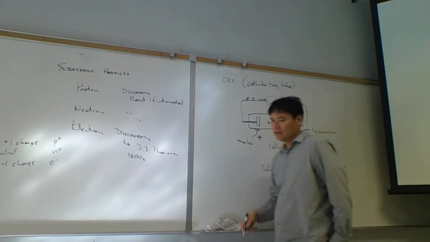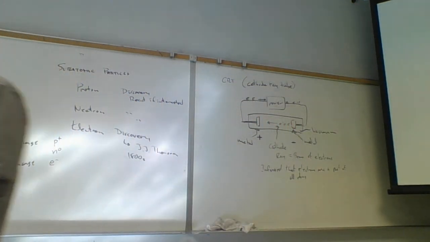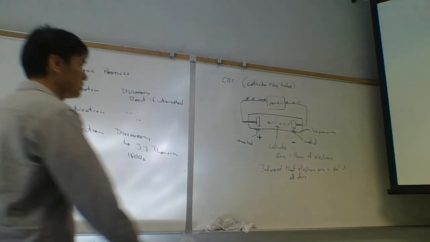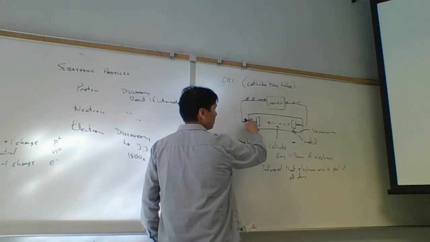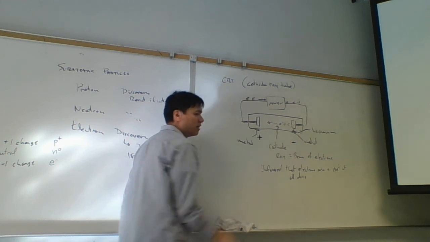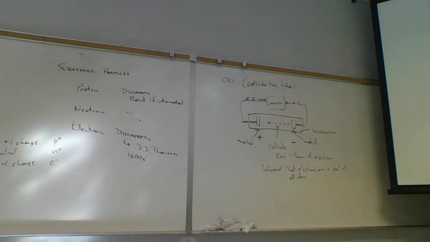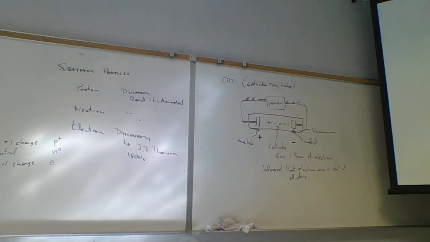Now, we used to have a cathode ray tube that's broken. What happened was that the glass got cracked here and some air leaked in and ruined the vacuum. So we don't get a nice smooth cathode ray anymore. So let me just show a video on cathode ray tube.